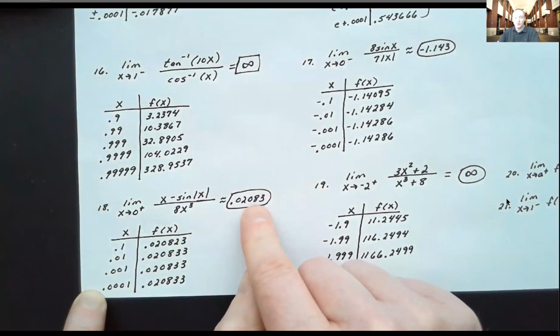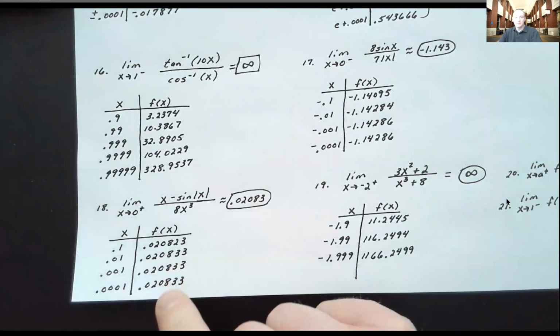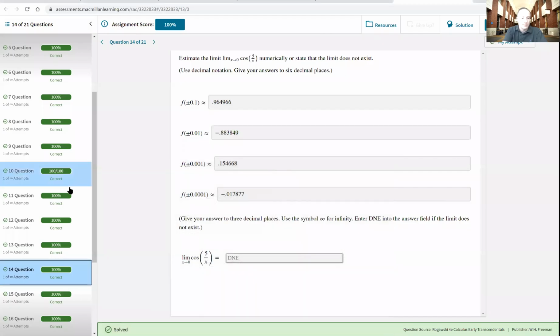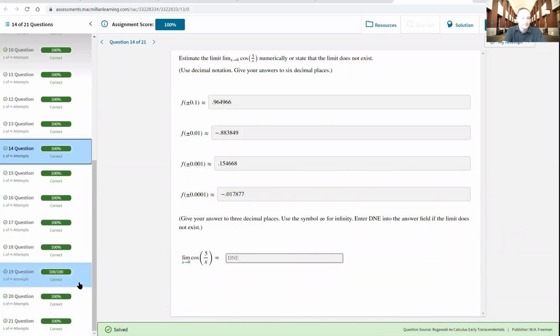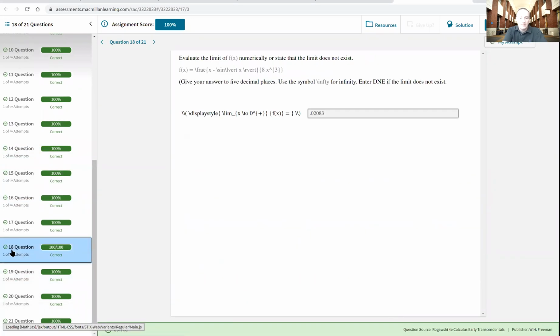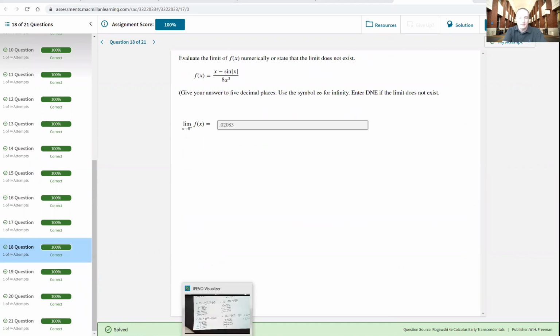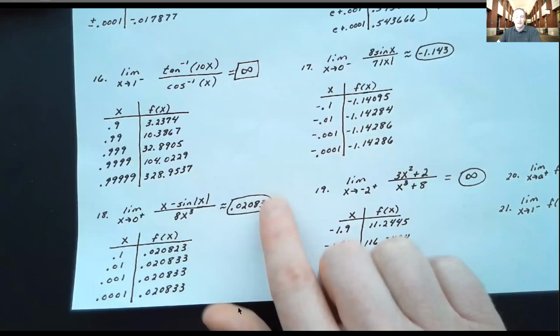I think Achieve wanted an answer to 4 decimal places here, or must have been actually 5, since that's what I circled. Let me make sure. For number 18. Yes, it wanted a final answer to 5 decimal places. So that's why I did that there.